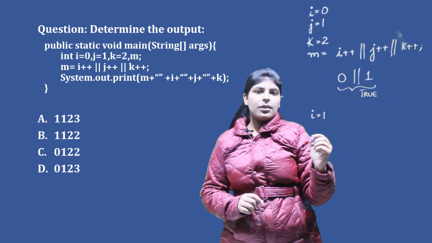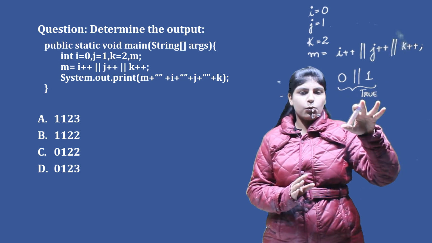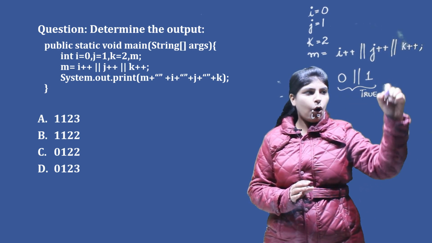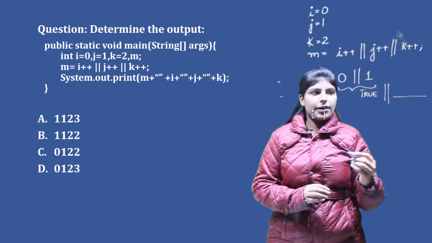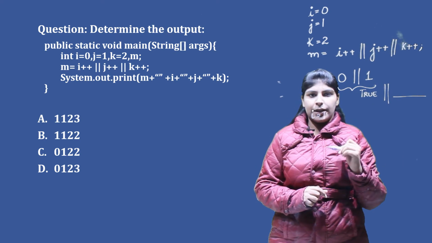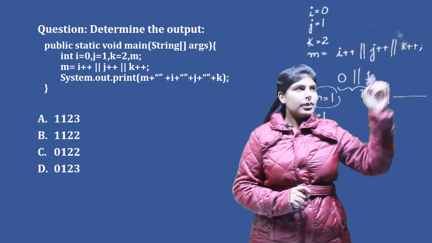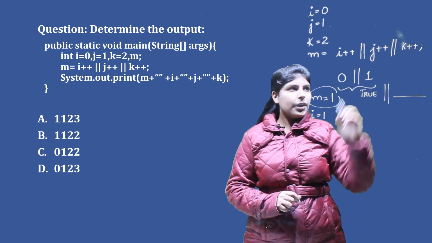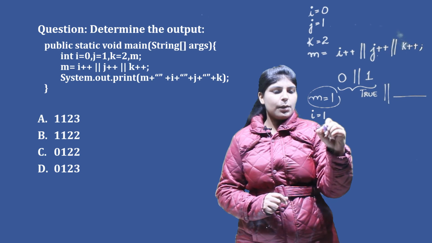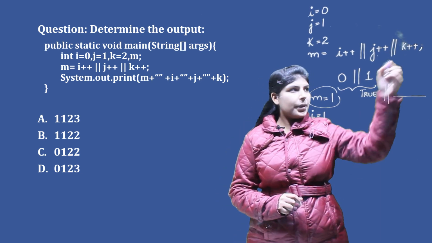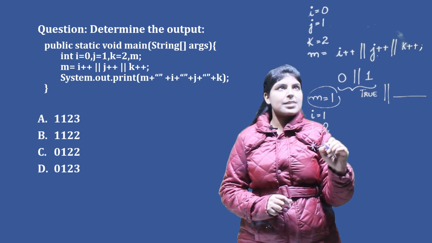As we have seen in short circuiting, whenever we know the answer, now it is true. So if I do true or anything else, I'll get the answer true only. So due to short circuiting, this unnecessary work is eliminated and M is directly assigned the value 1 here. This expression doesn't execute. Now after j is used, I'll increment j from 1 to 2. But now K++ hasn't executed, so the K value will remain the same, it will be 2 only.